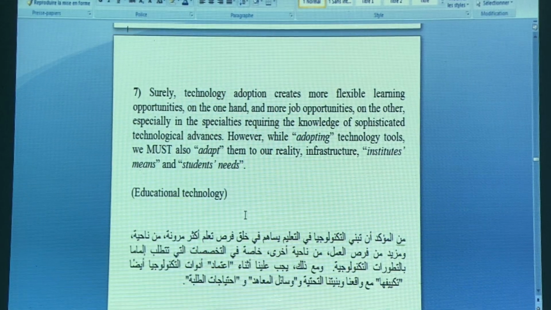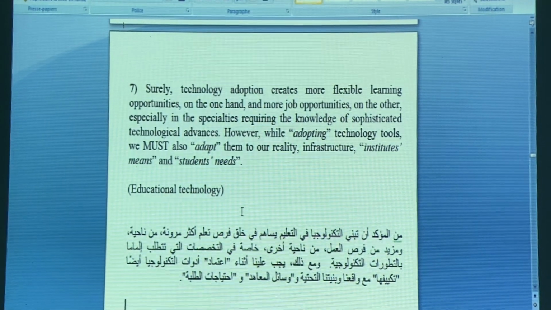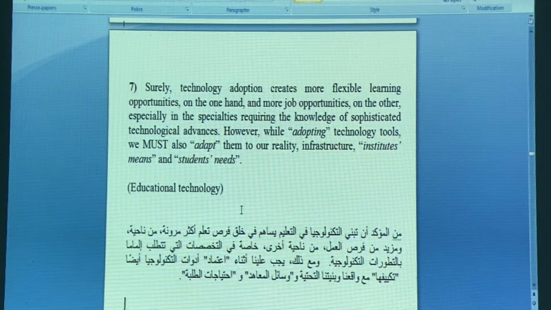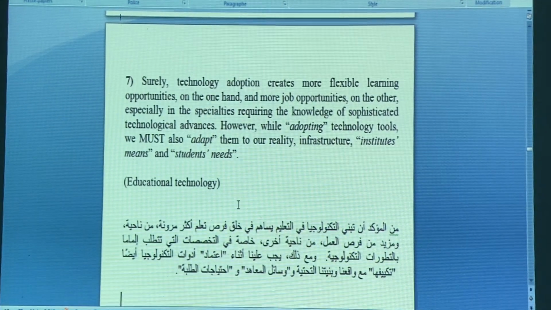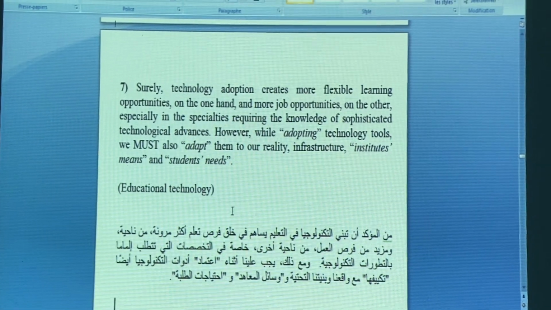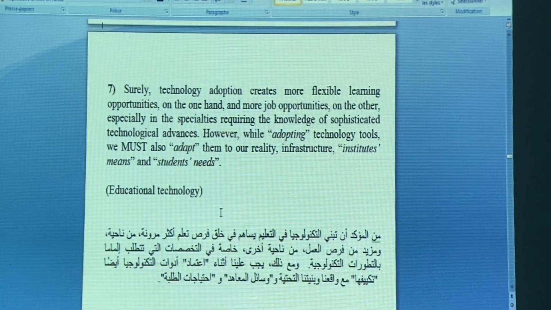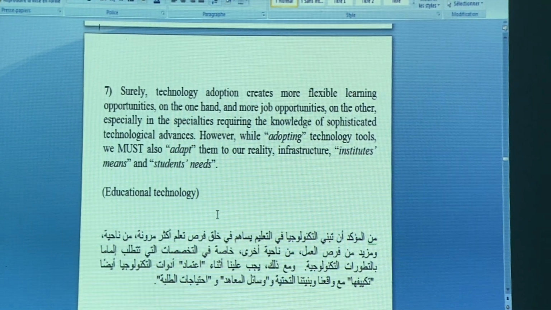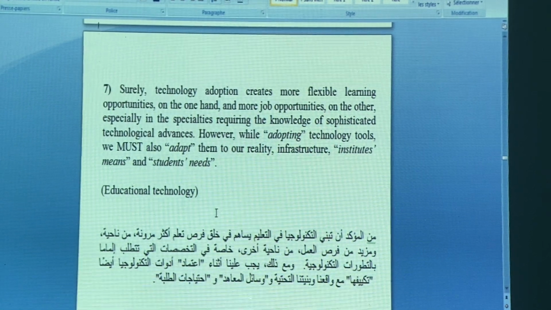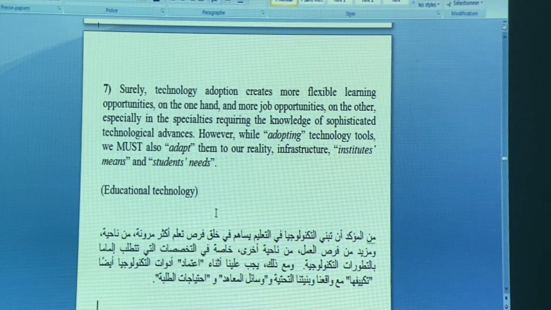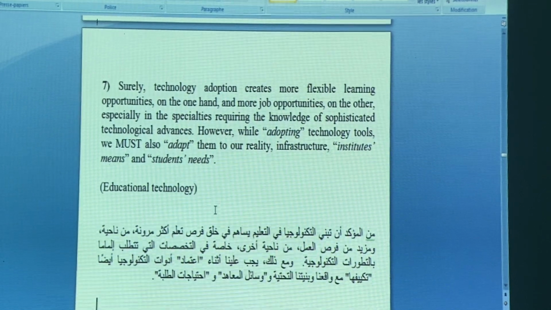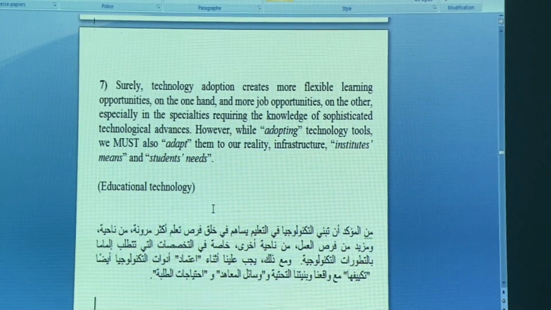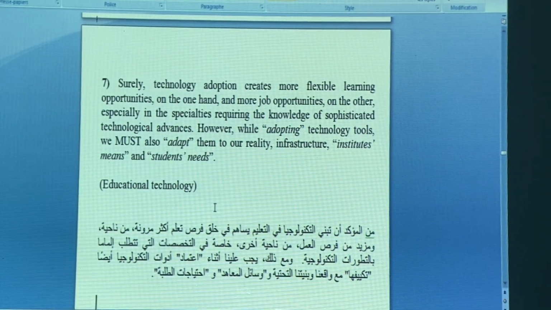7. Surely technology adoption creates more flexible learning opportunities on the one hand and more job opportunities on the other, especially in the specialties requiring the knowledge of sophisticated technological advances. However, while adopting technology tools, we must also adapt them to our reality, infrastructure, institute means, and students' needs.